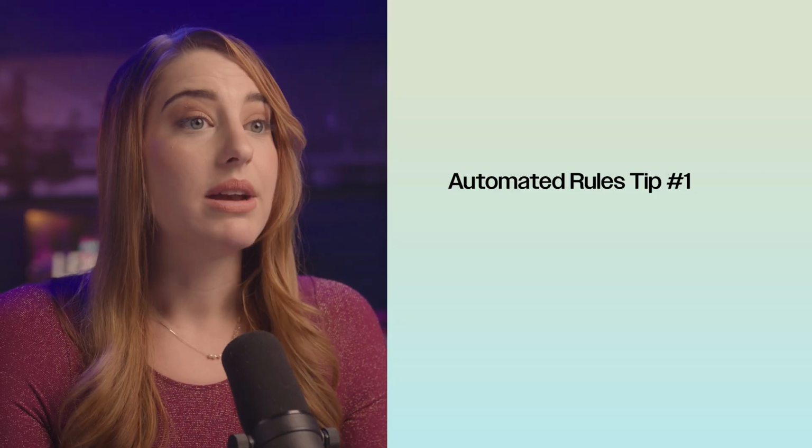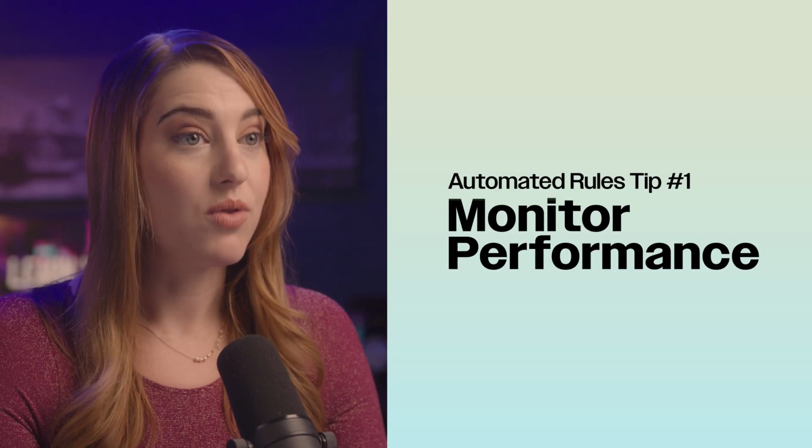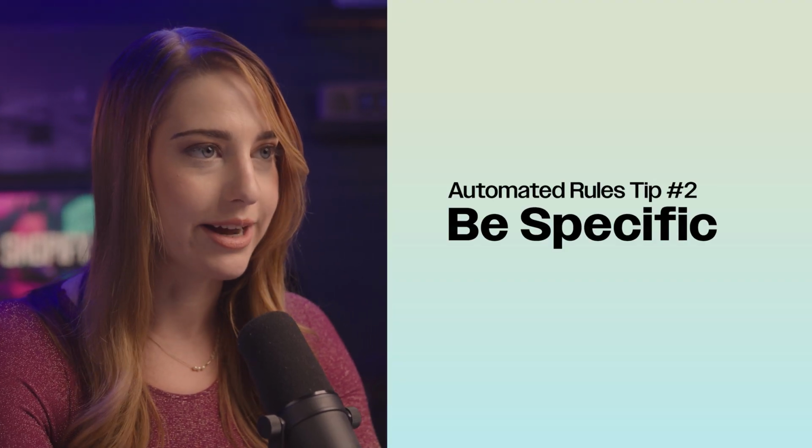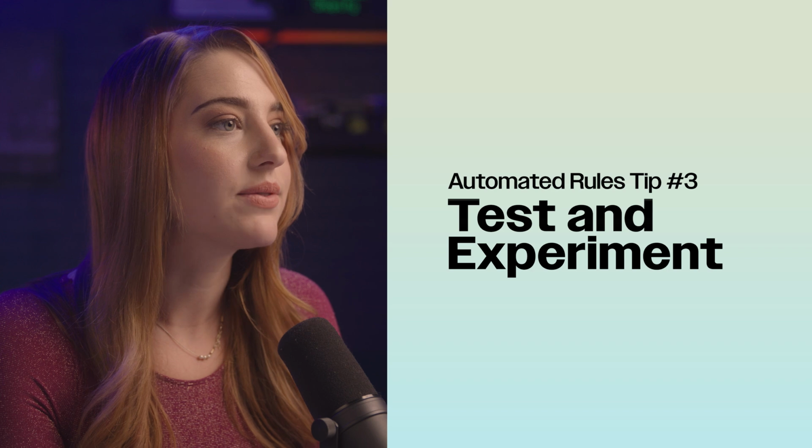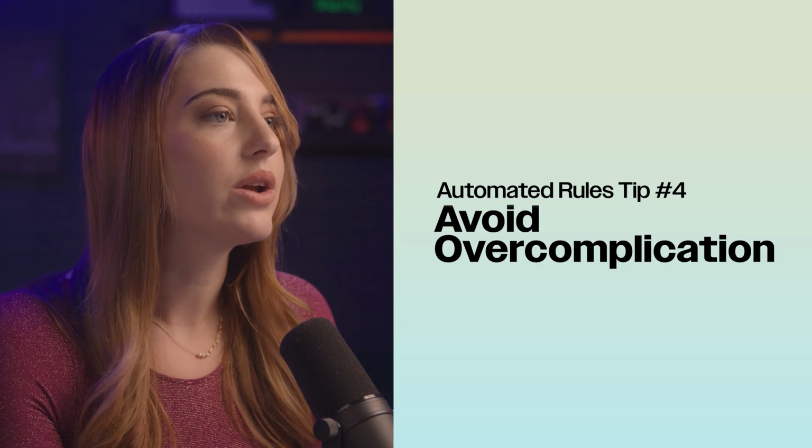When using automated rules, make sure to monitor performance. Regularly review the performance of your automated rules to ensure they are working as intended. Number 2, be specific. Use clear and specific conditions and actions to maximize the effectiveness of your rules. Test and experiment with different rule combinations to find the optimal settings for your campaigns and avoid overcomplicating them. Keep your rules simple and focus on key performance metrics.